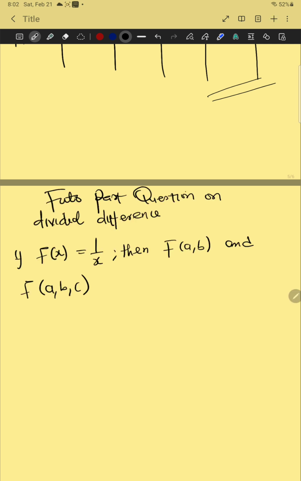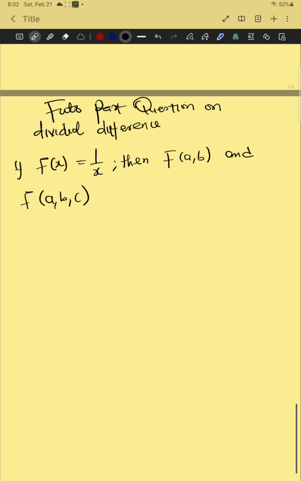Meanwhile, there's a few more questions I want to solve. All right, it says if f of x is equal to 1 over x, then find f of a comma b and f of a comma b comma c. Glory, that's a beautiful one. Okay, let's solve for this first. What do you think f of a will be? f of a will be 1 over a. Since f of x is 1 over x, that means f of a is 1 over a.